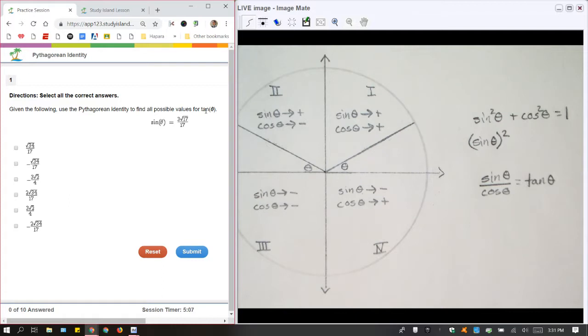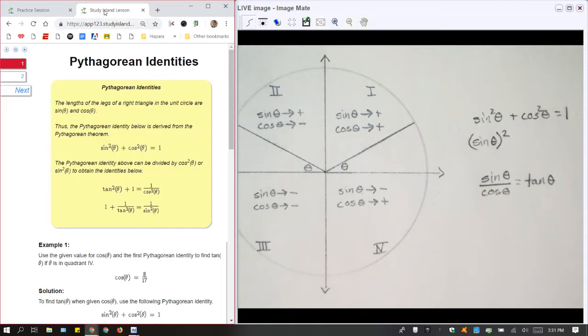Again, it gave us sine of theta. We're looking for tangent of theta. So go to your lesson and use the equation that has sine of theta and tangent of theta in it.